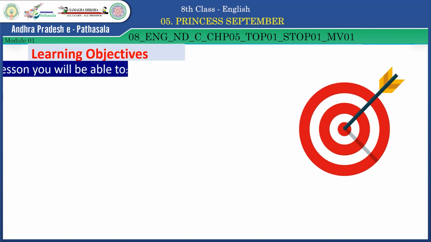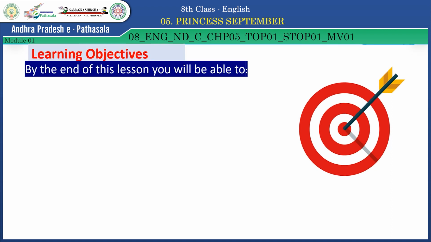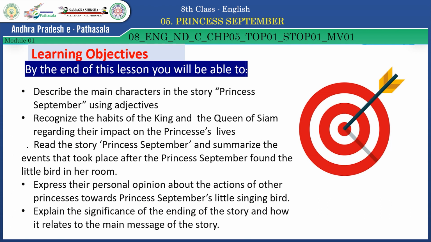Learning objectives. By the end of this lesson, you will be able to describe the main characters in the story Princess September using adjectives. Recognize the habits of the king and the queen of Siam regarding their impact on the princess' lives. Read the story Princess September and summarize the events that took place after Princess September found the little bird in her room. Express your personal opinion about the actions of other princesses towards Princess September's little singing bird. Explain the significance of the ending of the story and how it relates to the main message of the story.